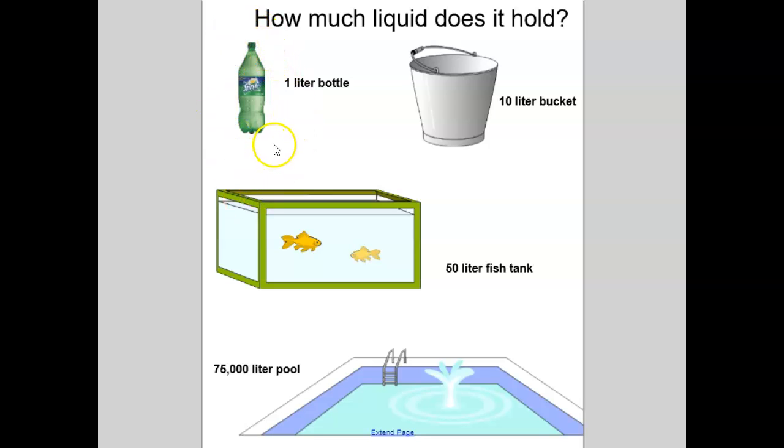They're often sold at grocery stores or gas stations, something that you can just pick up and drink throughout the day. This is a 10 liter bucket, so it would hold 10 liters of water. A fish tank or aquarium that looks like this would be a 50 liter fish tank. So there would be 50 liters of water inside. And a pool would be at least 75,000 liters of water.